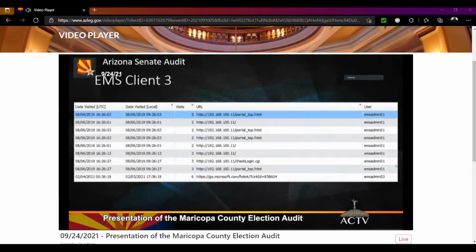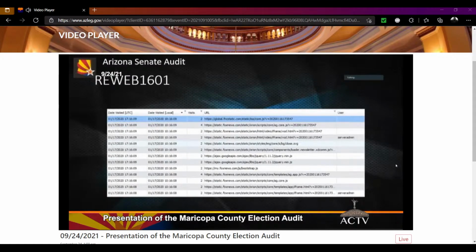Okay, once again, this is EMS Client 3, and you can see that the last date, there are 6 visits to Microsoft.com, and the last visit was on the 3rd of February, 2021. Now, keep in mind that those previous 5 visits were obviously before that time frame, and we don't have a record by nature of this artifact when each of those visits occurred. Next slide.